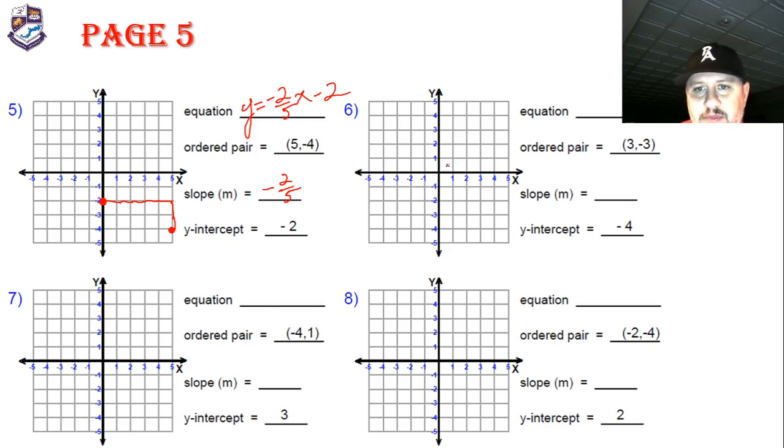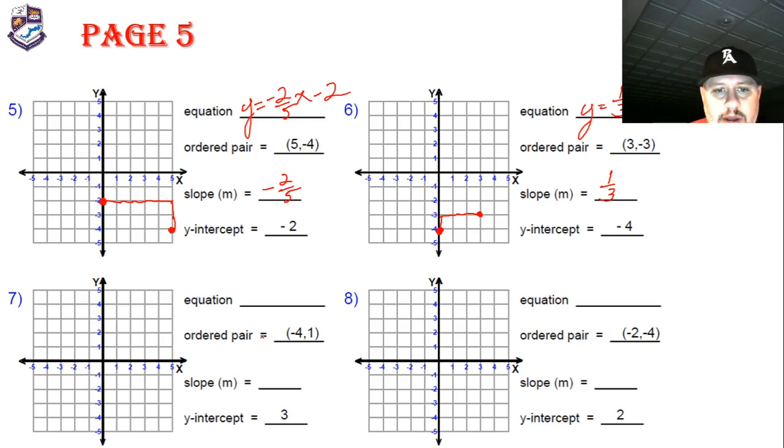All right, next one. 3, -3. That's my point, and -4. I graph my 2 points. I can see that that has rising action, so my slope is going to be positive. So I'm rising 1. I'm running 3. My slope is 1/3. So y equals 1/3 x, and my y-intercept was -4.